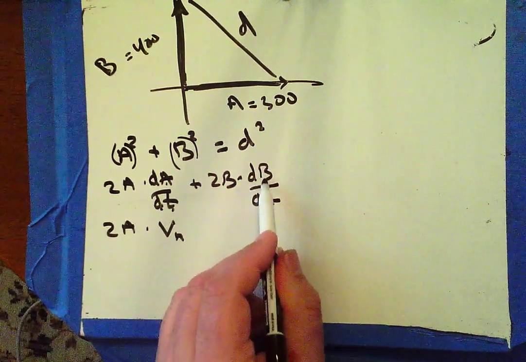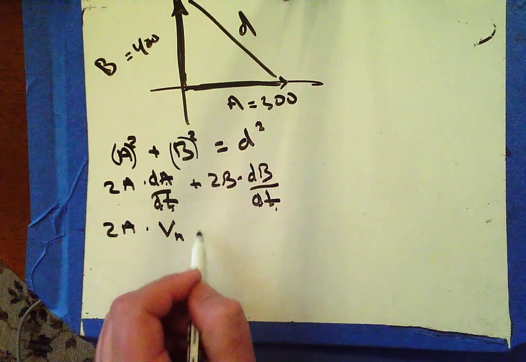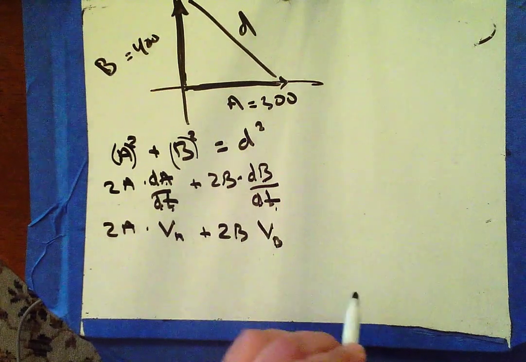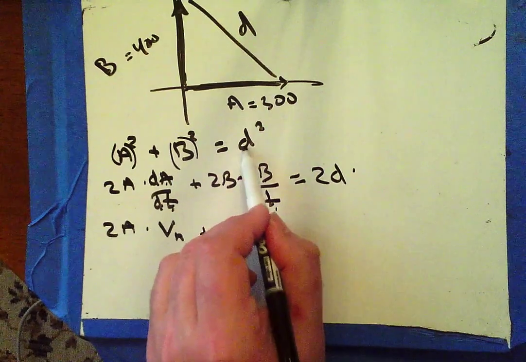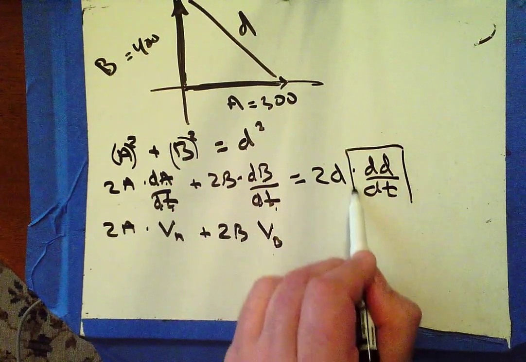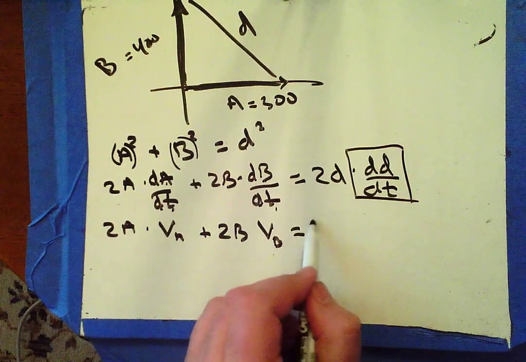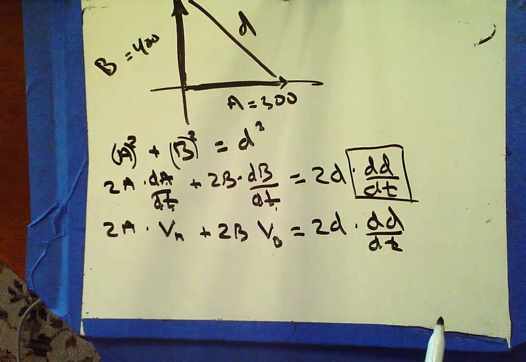And that's the change in position for b with respect to time, which is v of b. And that's going to equal 2d times, again, chain rule, dd dt. This is the thing we're looking for, the rate at which the distance between these objects is changing. So I must know everything else.